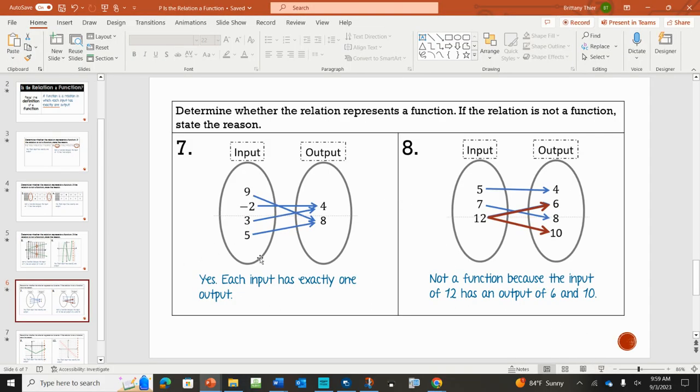So here are the answers. Yes, each input has exactly one output. And then right here, it's 12 that has the two outputs, and that's what makes this one not a function.